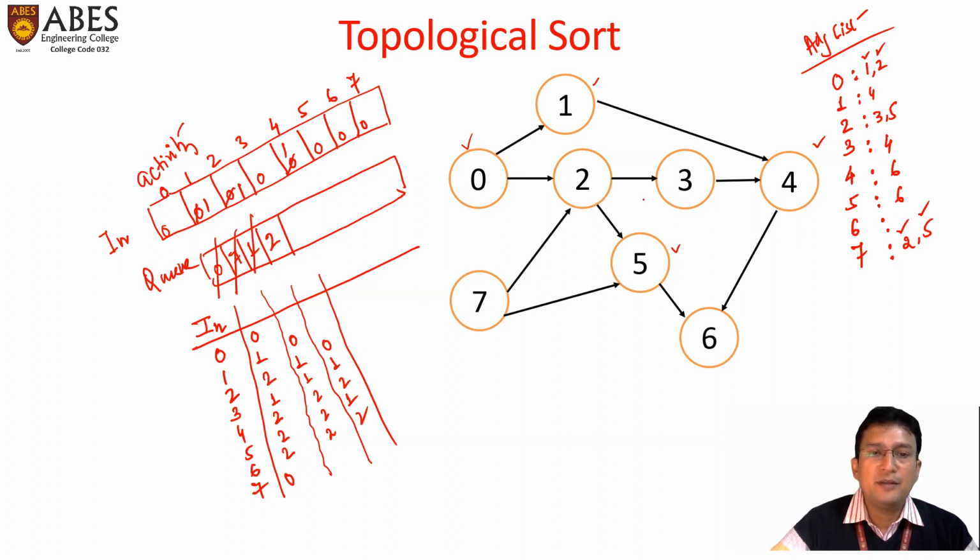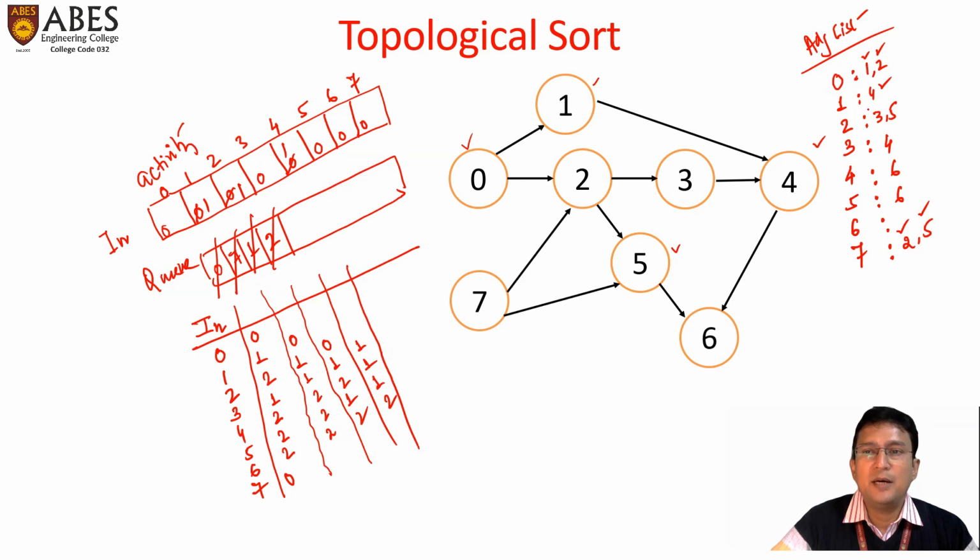From the queue, we are now removing this 1. So from 1, the connection is 4. So reduce the in degree of 4 from 2 to 1. So in this process, I did not get any vertex which has the in degree 0. So let's delete another value from the queue, that is 2.